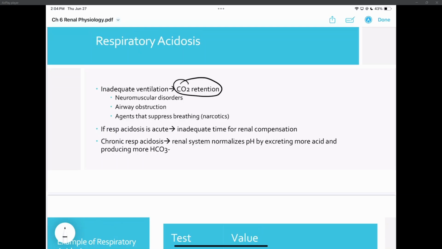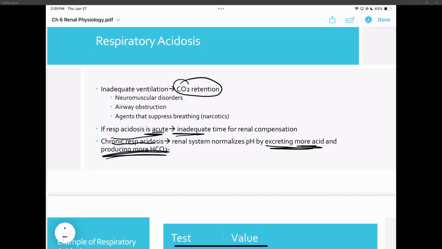So if respiratory acidosis is acute, there's not enough time for renal compensation. Remember, the metabolic compensation, the metabolic buffer system is very slow. Takes hours to days to have an effect. So with chronic respiratory acidosis, now the renal system has enough time to normalize the pH by excreting more acids and producing more bicarb. Remember, the kidneys can make bicarb. It just takes a little bit of time to happen.